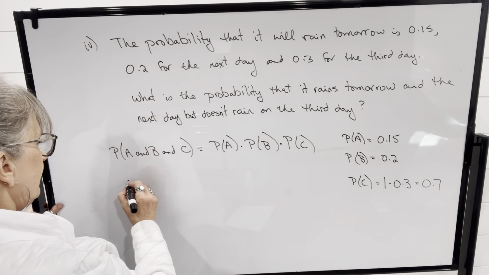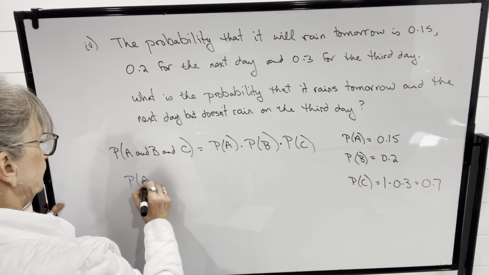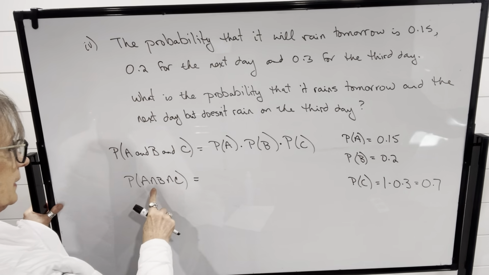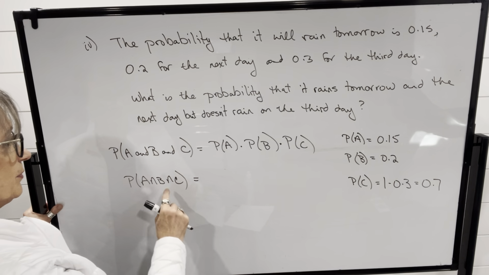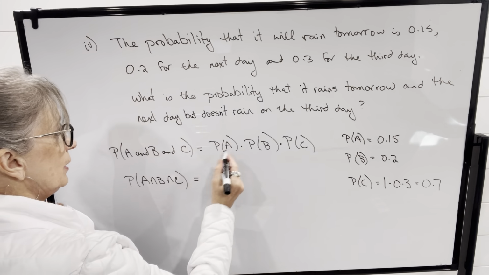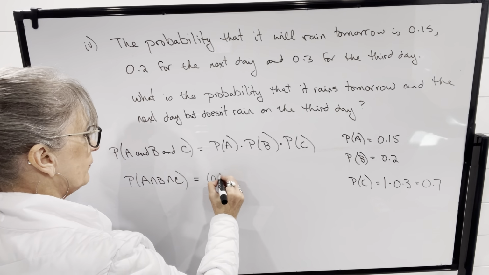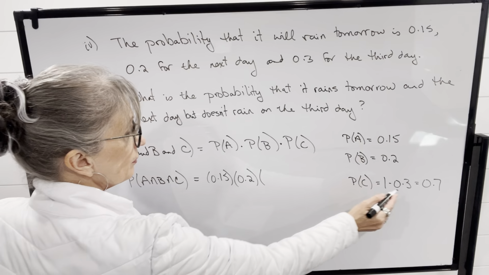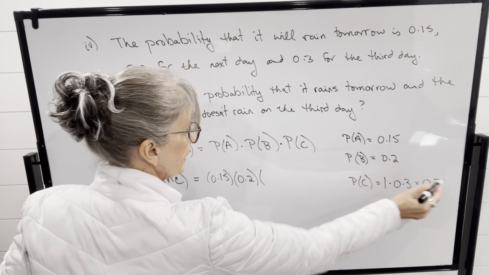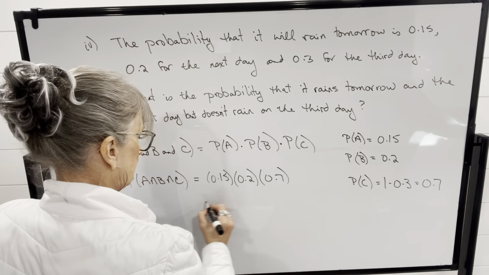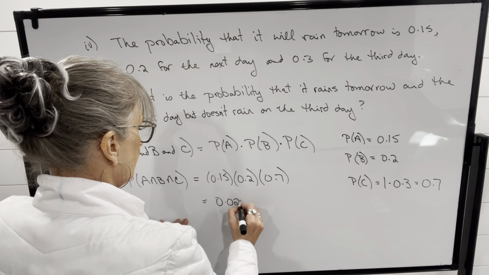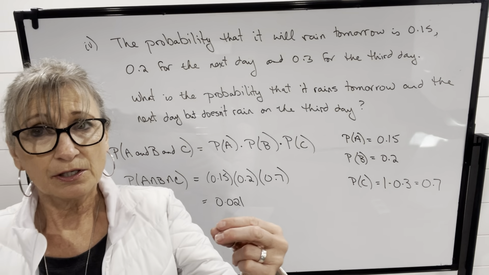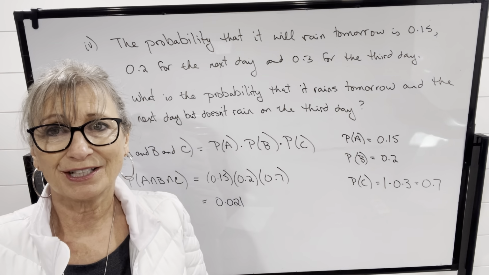So the probability of A and B and C, so we use the intersection symbol for and, will be the probability of A, which is 0.15, times the probability of B, which is 0.2, times the probability of C, that it doesn't rain, is 0.7. And when we multiply those together, we get 0.021. So about a 2.1% chance that it'll rain tomorrow and the next day and not rain the third day.